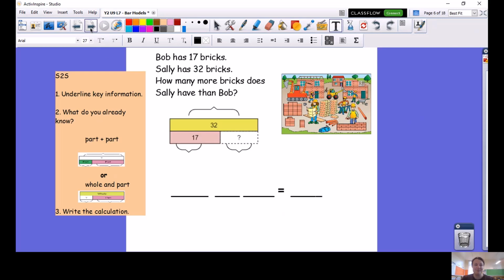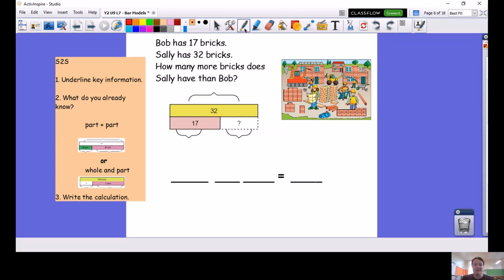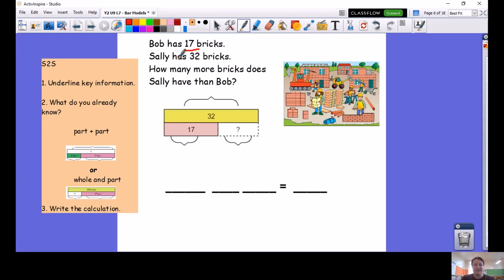Let's look at the next one. So the next one, I'll read the question and I'll underline the key information. Bob has 17 bricks. Sally has 32 bricks. How many more bricks does Sally have than Bob? So as soon as it says how many more, we know we're looking at a part whole and we don't have both parts. So we've got a subtraction question.